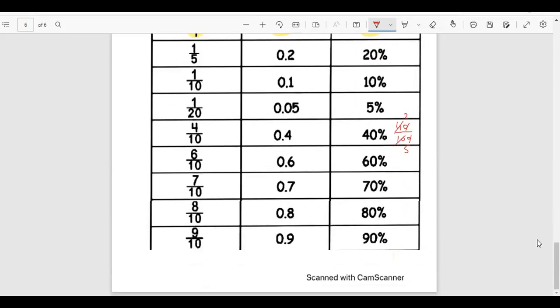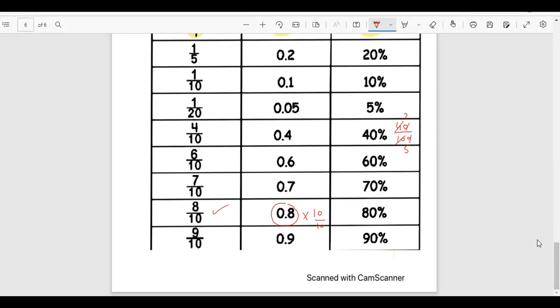Okay, let's talk about one more question. Let's say we have 0.8 and now you need to convert it to a fraction. So I can see I have one decimal only, so I'll be multiplying it by 10 and dividing it by 10. So it would become 8 by 10. So 8 by 10 is my fraction.